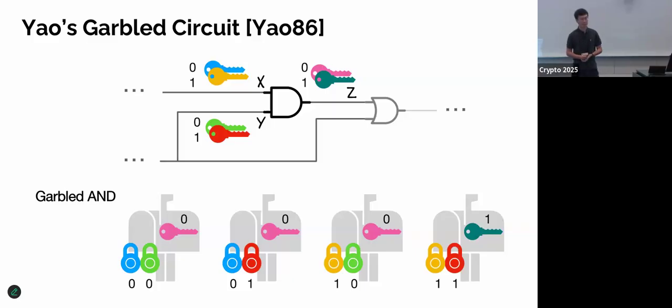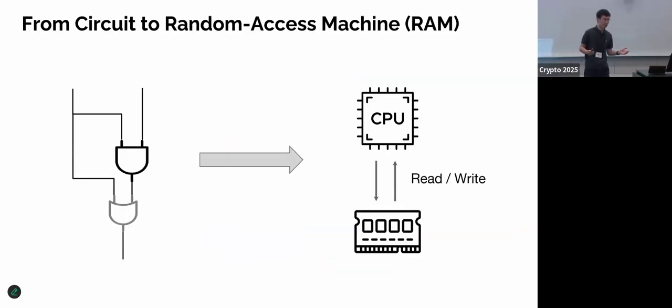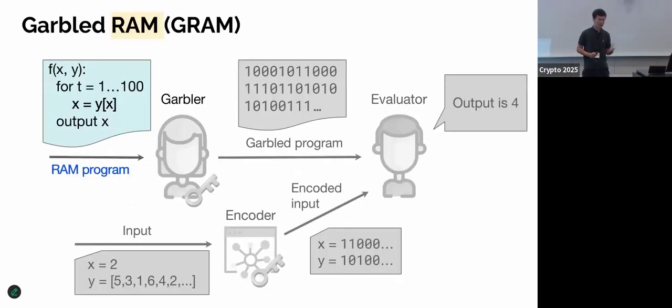And in cryptography, we like circuits. But in the real world, we have much stronger computing machines. Specifically, we have a CPU that can make arbitrary access, like read and write access, to a memory. So a natural question is whether we can replace a circuit with a random access machine program. So here it's a gibberish program that indexes the array Y.